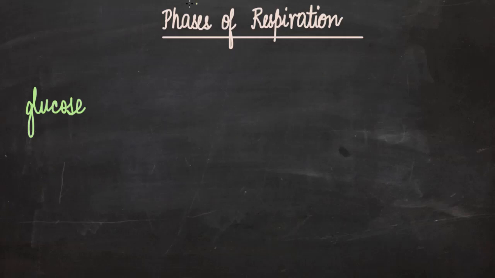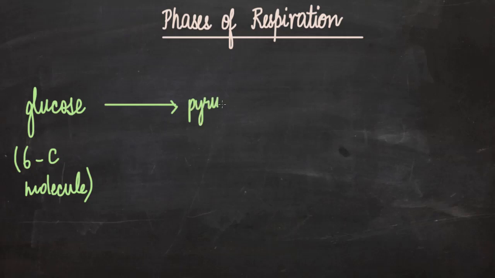There are various phases in aerobic and anaerobic respiration. It all starts with glucose. Glucose is a 6-carbon molecule. This glucose breaks into a 3-carbon molecule which is called pyruvate. Pyruvate is a 3-carbon molecule.